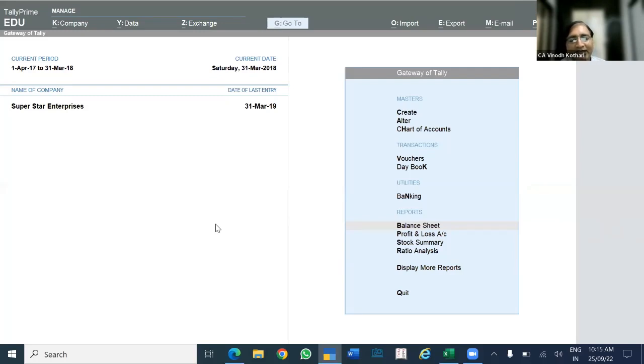So GST is an indirect tax. What is GST payable? Outstanding expenses? Is it expenses? Be more specific. It is a liability. What do you mean by expenses? What do you mean by liability? Duties and taxes. Very good.